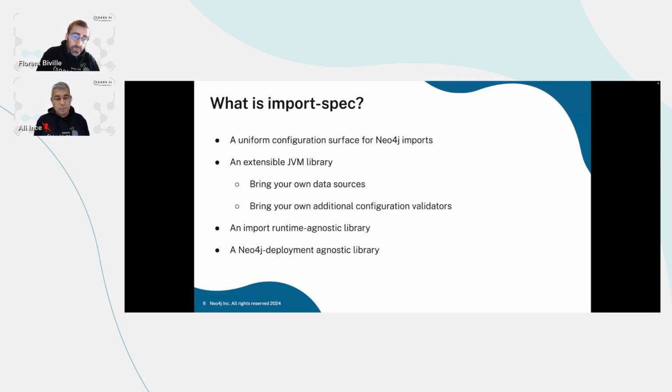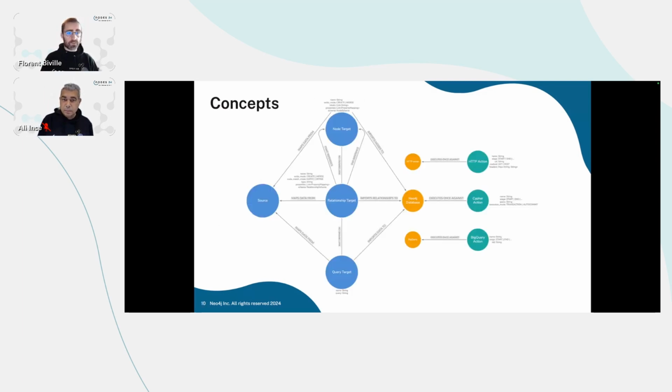One of the key points, as we said earlier, is that it's not tied to a specific runtime. It's not tied to Kafka, Spark, Dataflow, etc. Right? It's really about what the import looks like. What are my sources? How do I map that to a graph? And finally, it's also not tied to the deployment topology of Neo4j, whether it's a single instance or a cluster. Is it Aura specific or not? That is out of scope of import spec. So enough talk now. Let's dive into the concepts.